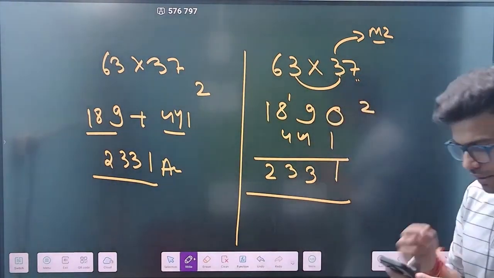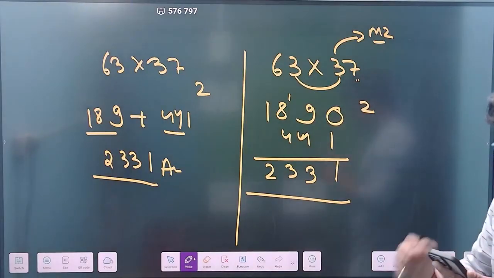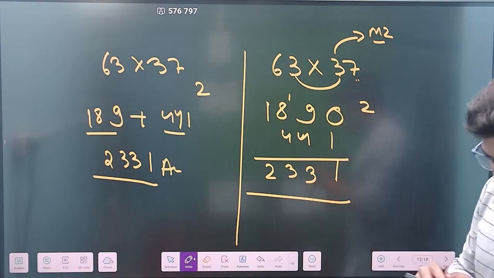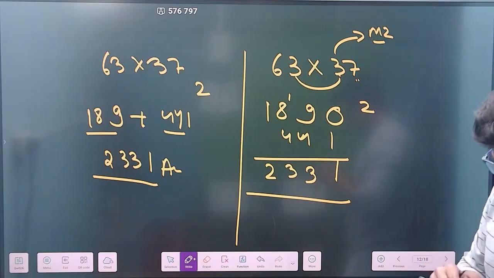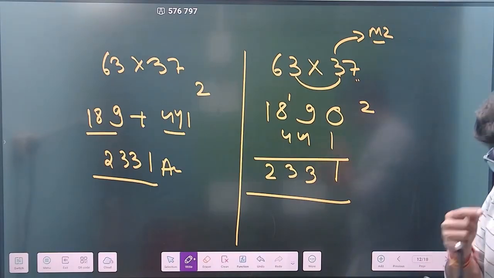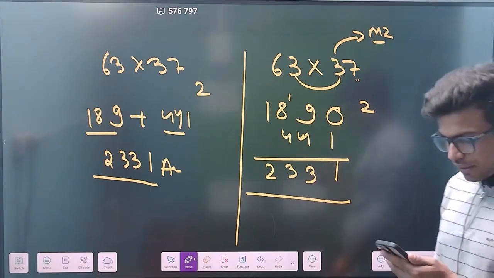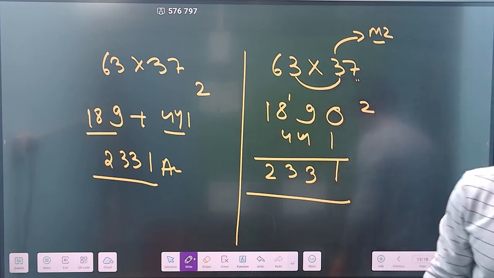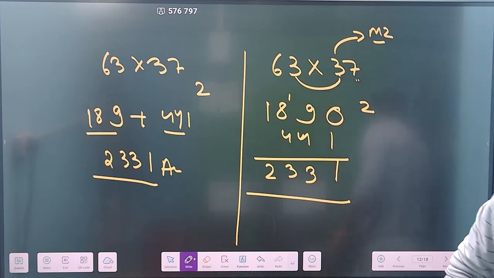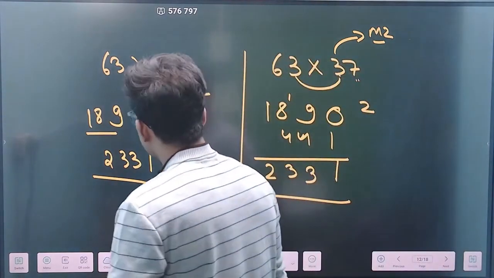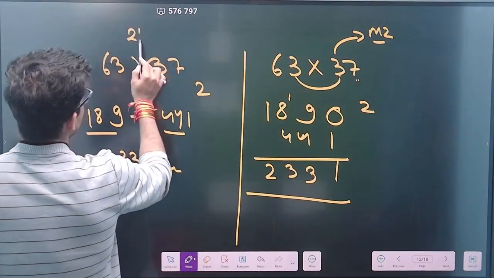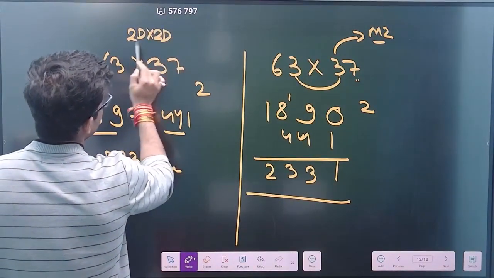Please confirm, is this clear? Sangeeta, is this clear to you? I have explained both the methods, but this is only for a 2-digit number getting multiplied with a 2-digit number.